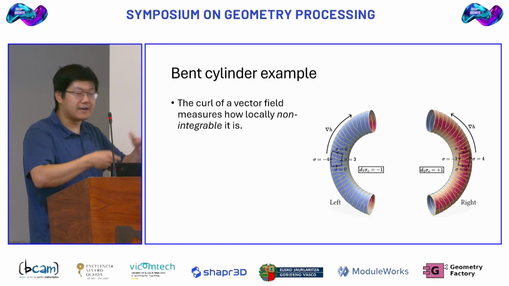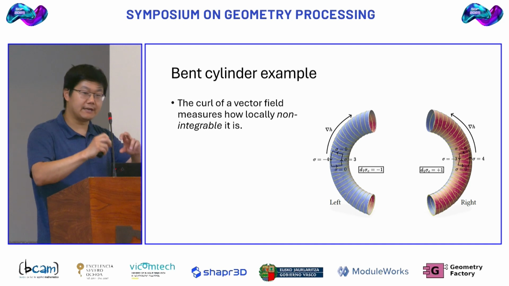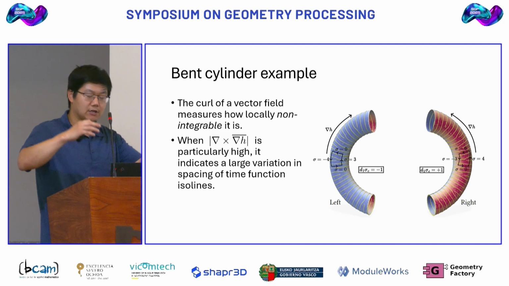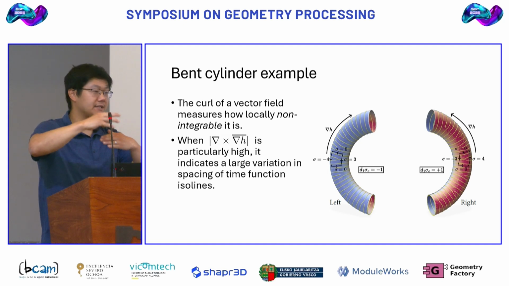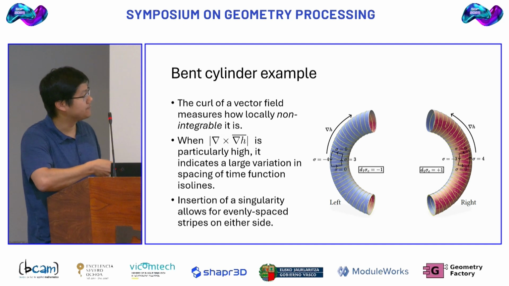And just very quickly, the curl intuitively measures how locally non-integrable the vector field is. And when the magnitude is really high, it sort of indicates a large variation in the spacing of the isolines. So it sort of makes sense to throw in some of these singularities to even it out. And you can sort of see that on the backside here.